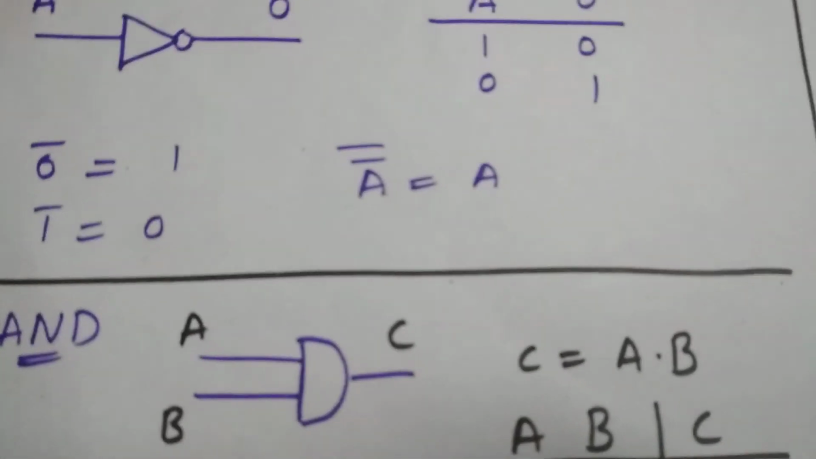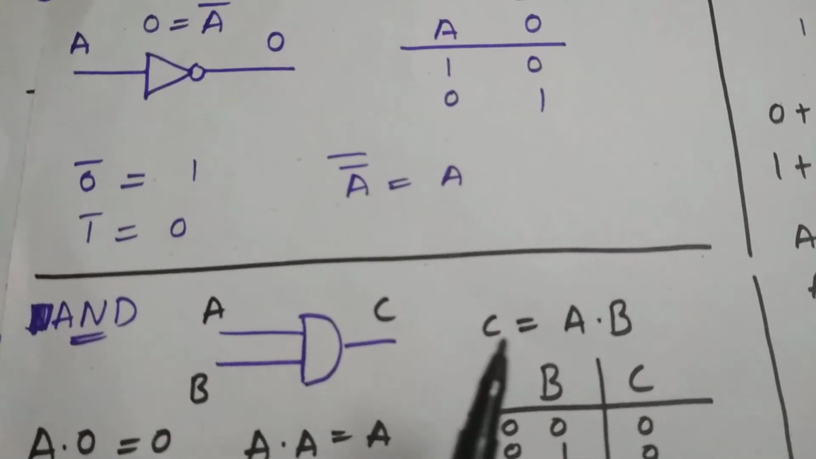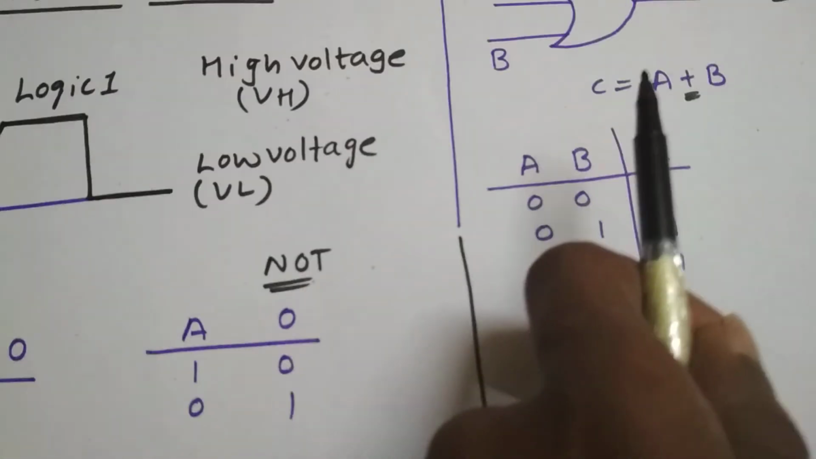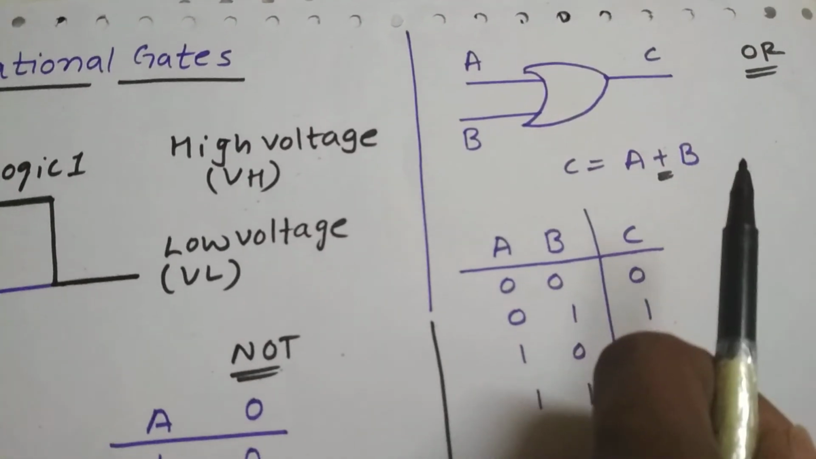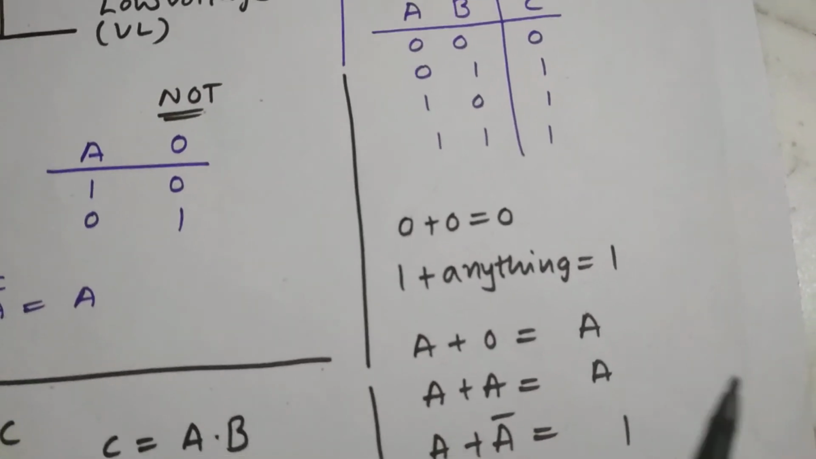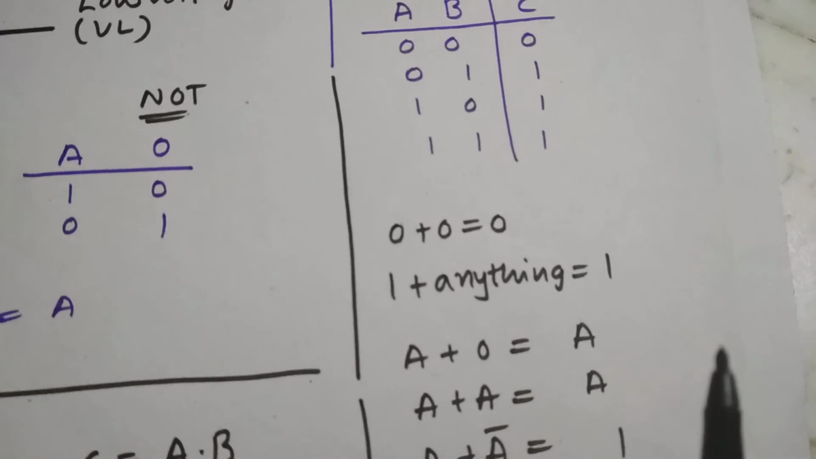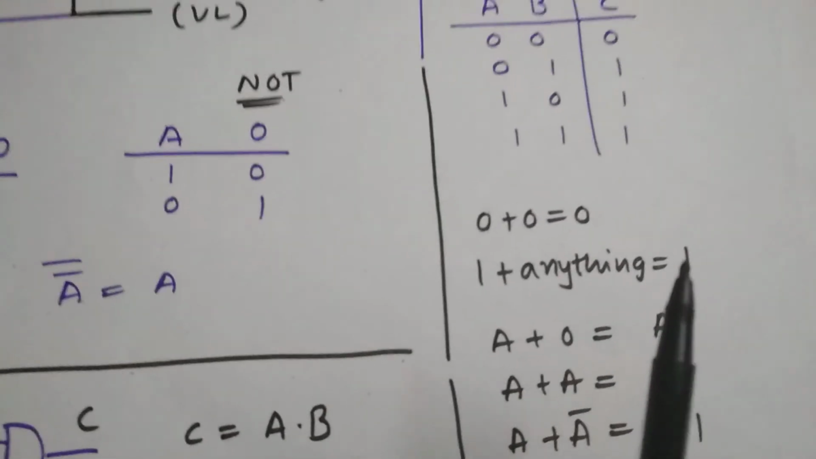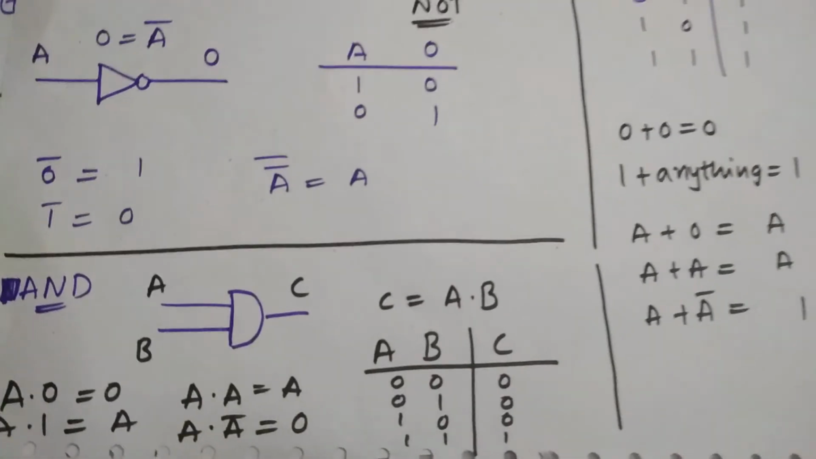Once again, a brief discussion: C equals A dot B, this is an AND gate. C equals A plus B, this is an OR gate, and these are its truth table and the Boolean expressions which you need to remember because they are useful for solving bigger Boolean expressions easily. So these are the 3 gates I have covered today.